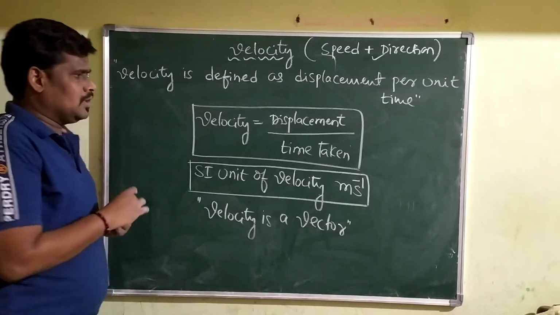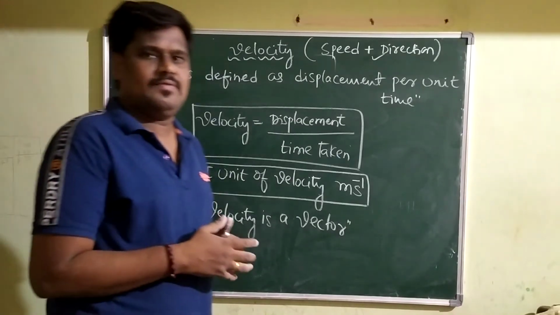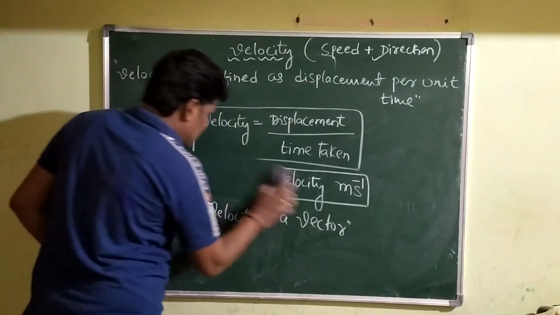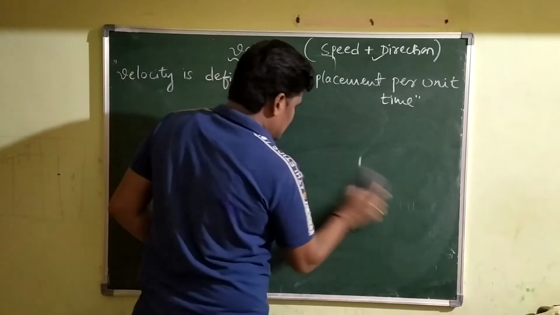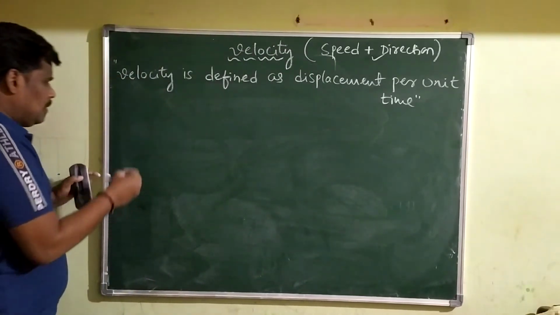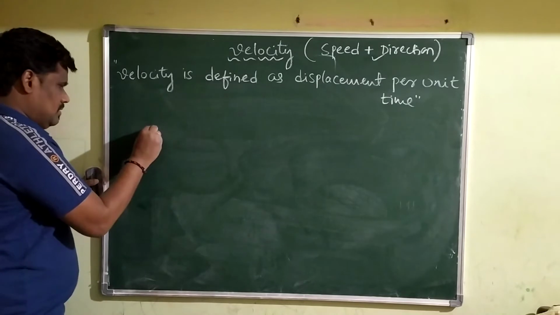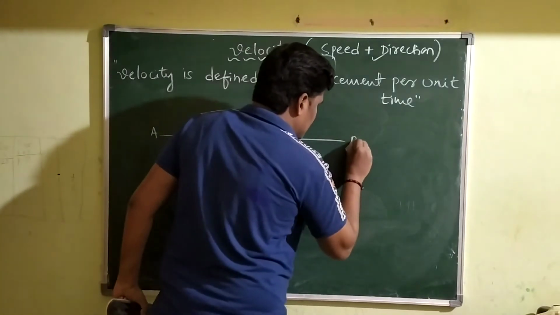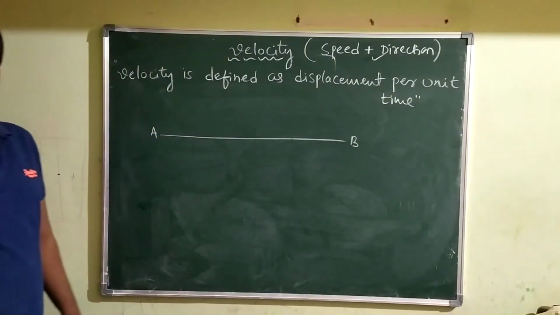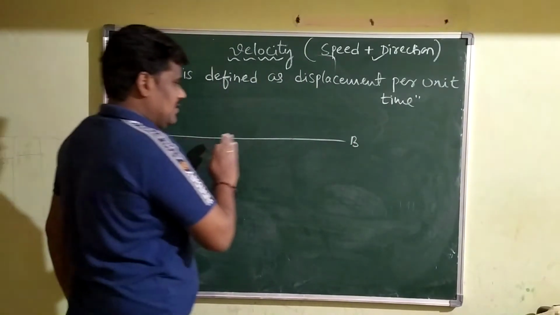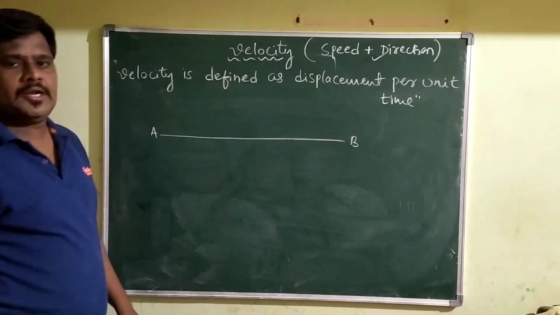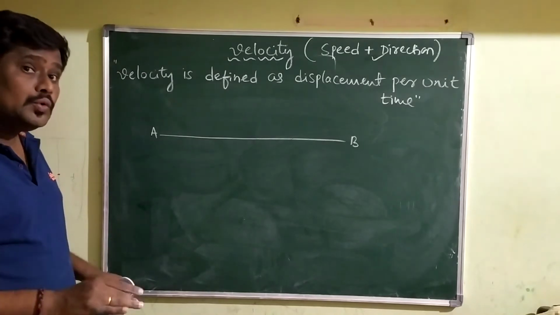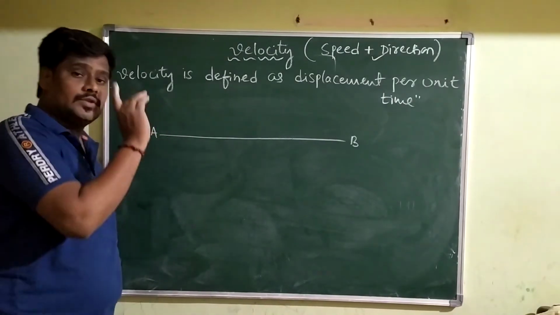Okay, let me take one simple example which is given in your textbook. That example is a bus traveling from point A to point B with uniform speed. Is it possible for you to tell that the bus is moving with uniform velocity?